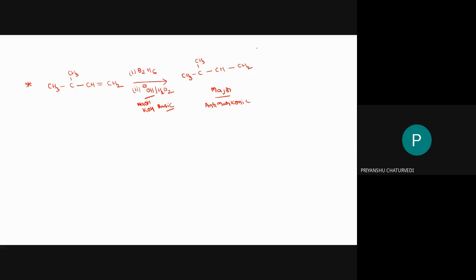2-methyl butanol. 2-methyl butanol. 3-methyl butanol. Butanol. Very good. This is correct. Now I am writing this according to anti-Markovnikov rule. The negative part, OH minus, attacks which carbon? The double bond carbon having more number of hydrogens here.